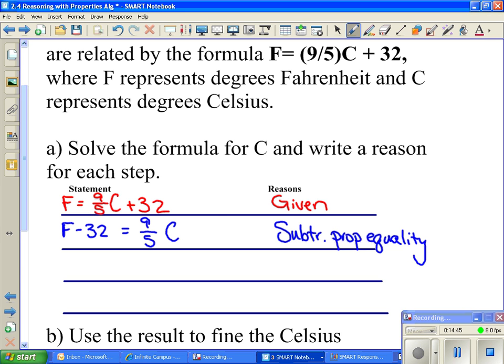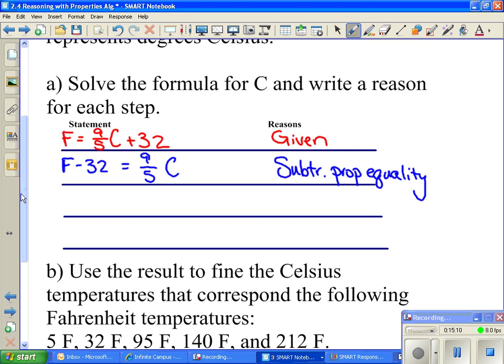No, distributive. I want to get rid of that 9/5. Okay, multiply what? 9/5 wouldn't cancel out 9/5. You multiply by the reciprocal. Really, you're dividing by 9/5, right? But you can't divide by a fraction. You have to multiply by the reciprocal. Good. So you multiply by the reciprocal.